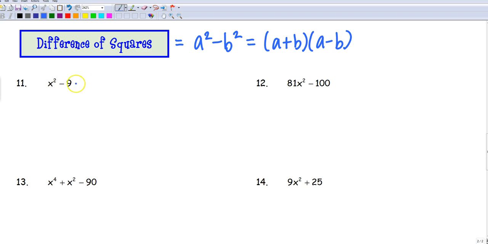So for example, in x squared minus 9, your a value is x, your b value is 3, and this becomes x plus 3, x minus 3. The reason that you don't have a middle term here is because when you multiply, you'll get plus 3x minus 3x, or minus 3x plus 3x, and those middle terms will cancel.